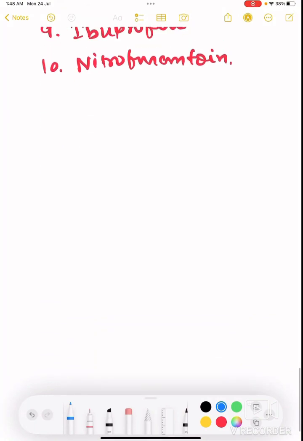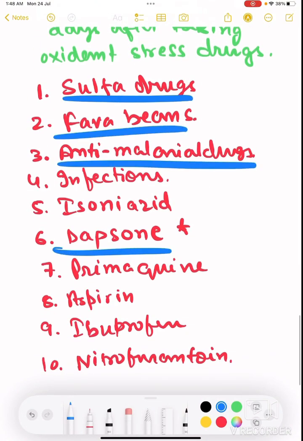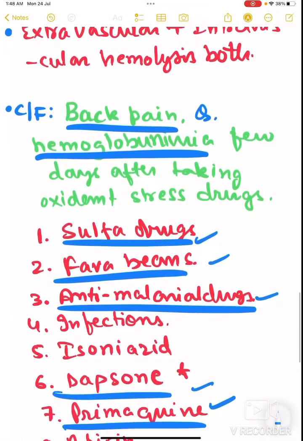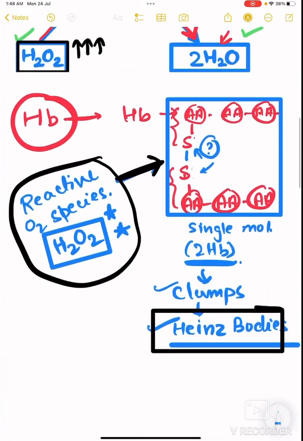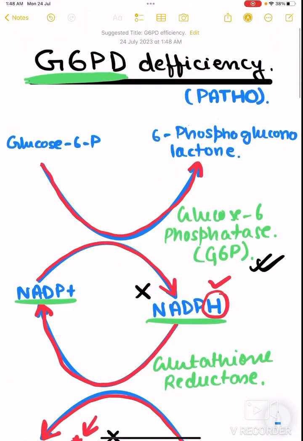So of course not all the drugs are important, but still you have to remember sulfa drugs, fava beans, antimalarial drugs, dapsone, primaquine. If you cannot remember all of them, at least remember these five. These five are very important, right? So that's it guys. Everything important about this topic I have told you, and I have also discussed the concept behind this particular disease. Thank you.